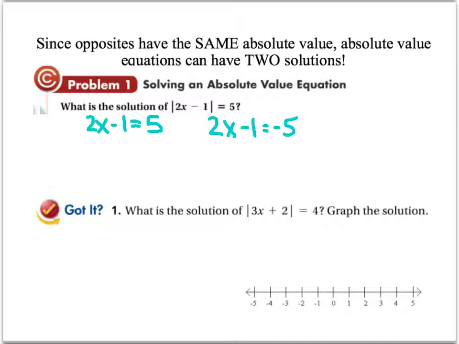Why are we going to do this? Because let's think about this. Don't even worry about the 2x minus 1. We don't know what this is. Say we just had a blank absolute value and I knew that it equaled 5, like it says right here. What could go in there?